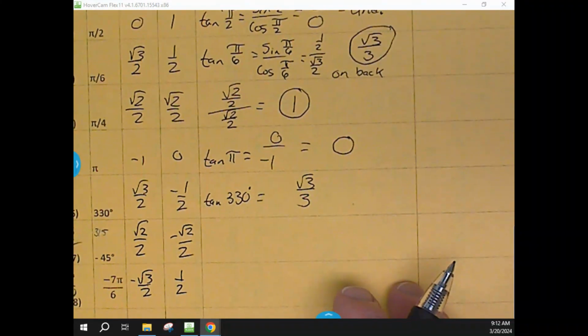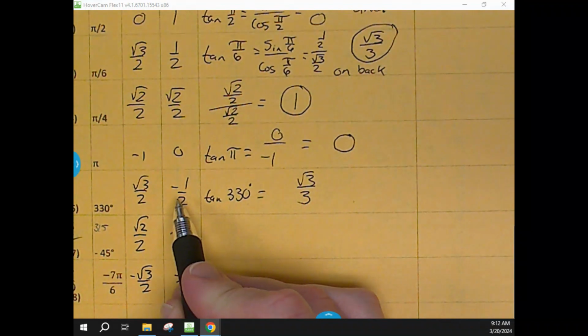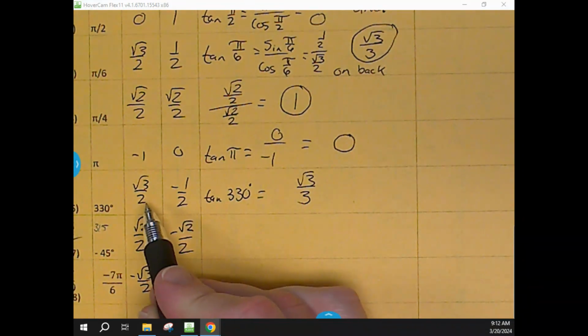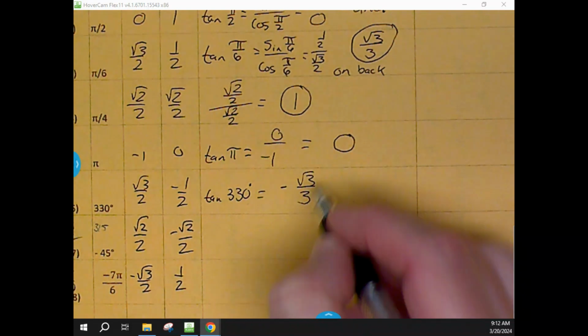But, question, go for it. It's negative. Yeah, so this one's got a negative in it, right? So if you divide a negative number and a positive number, that makes the answer a negative number. So it's just negative square root of 3 over 3.